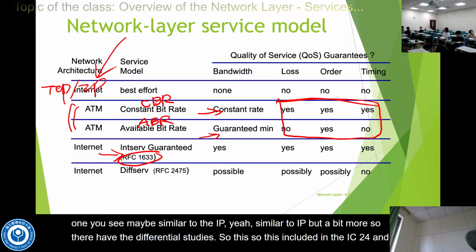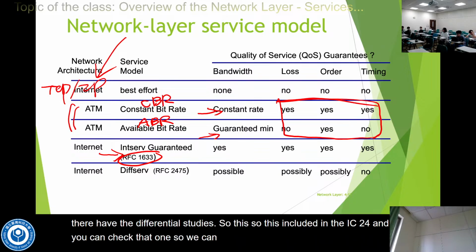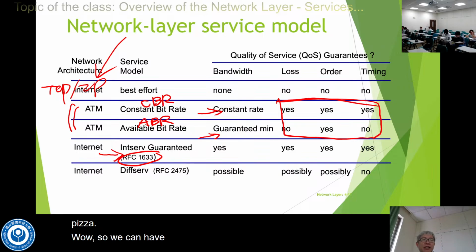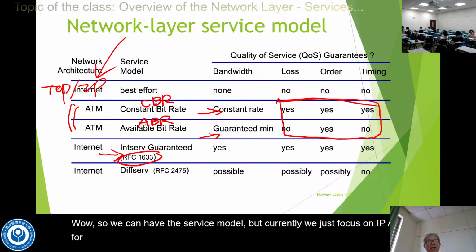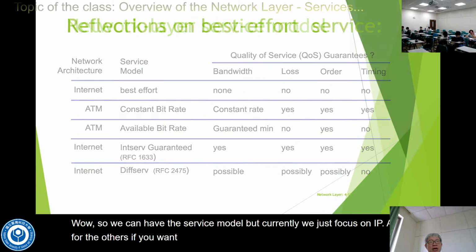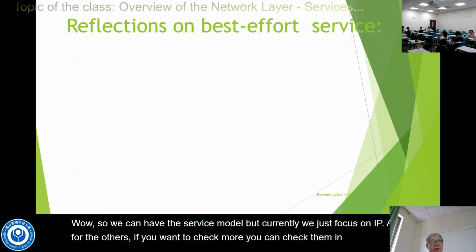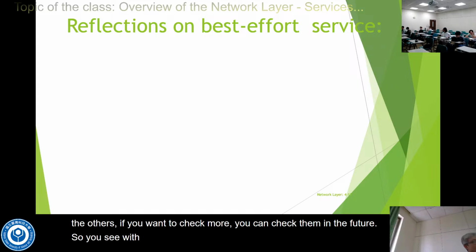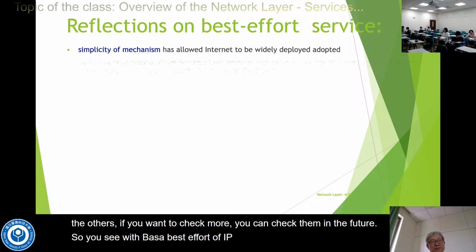You can check that one. So we can have the service model provided by this. Well, so we can have the service model, but currently we just focus on IP. As for the others, if you want to check more, you can check them in the future. So you see, we base on best effort of IP.